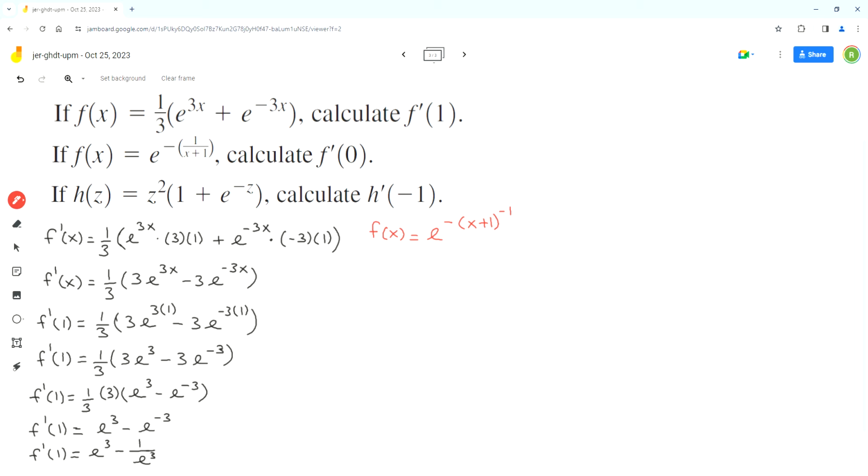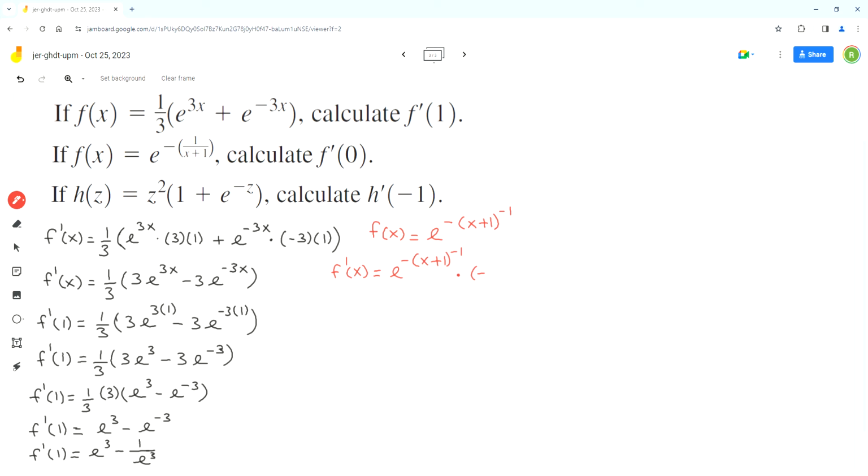Now we can find the derivative of this function. So f prime of x. This is the exponential term with the base e. So the derivative is the exponential term itself as it is given, times the derivative of the exponent of e. So we do minus, that's the negative sign in front of the parentheses.